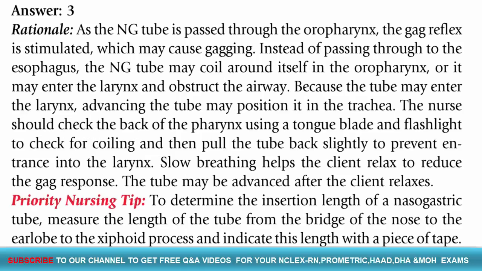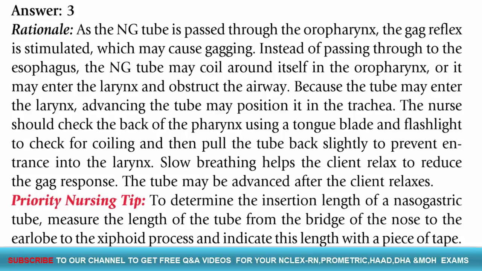Answer 3. Rationale. As the NG tube is passed through the oropharynx, the gag reflex is stimulated, which may cause gagging. Instead of passing through to the esophagus, the NG tube may coil around itself in the oropharynx, or it may enter the larynx and obstruct the airway. Because the tube may enter the larynx, advancing the tube may position it in the trachea.